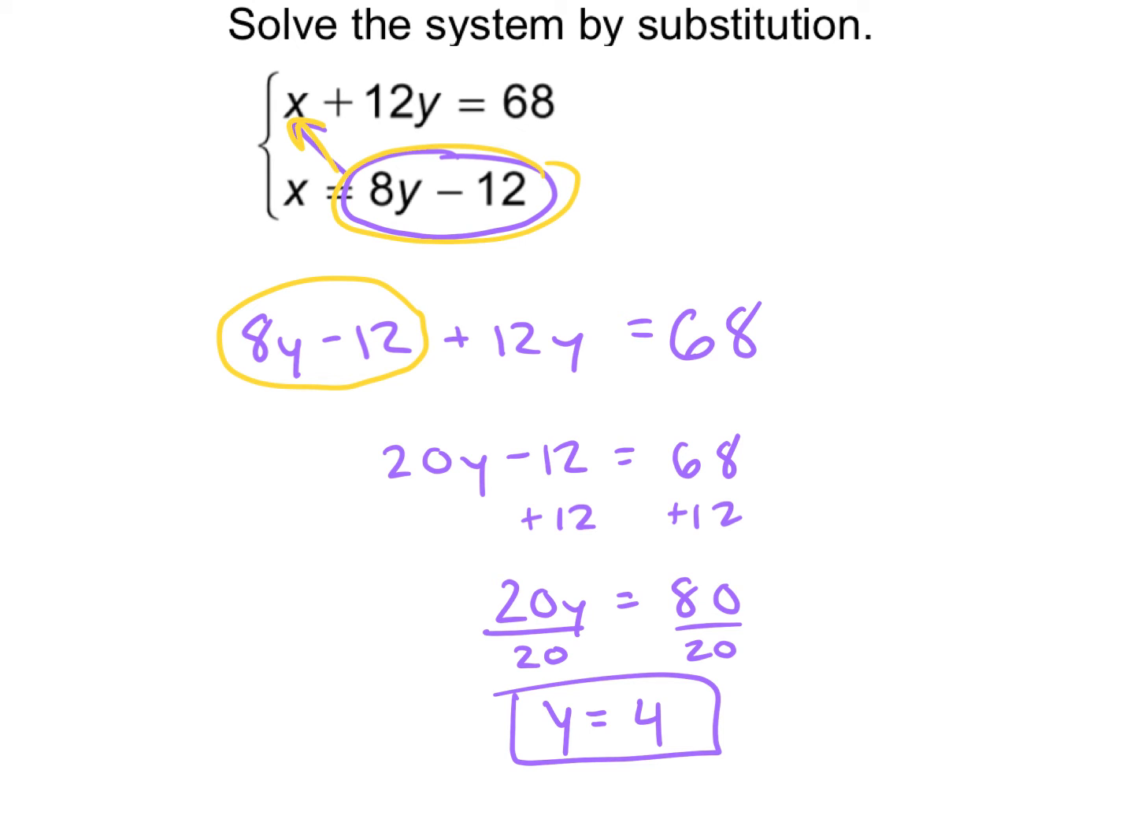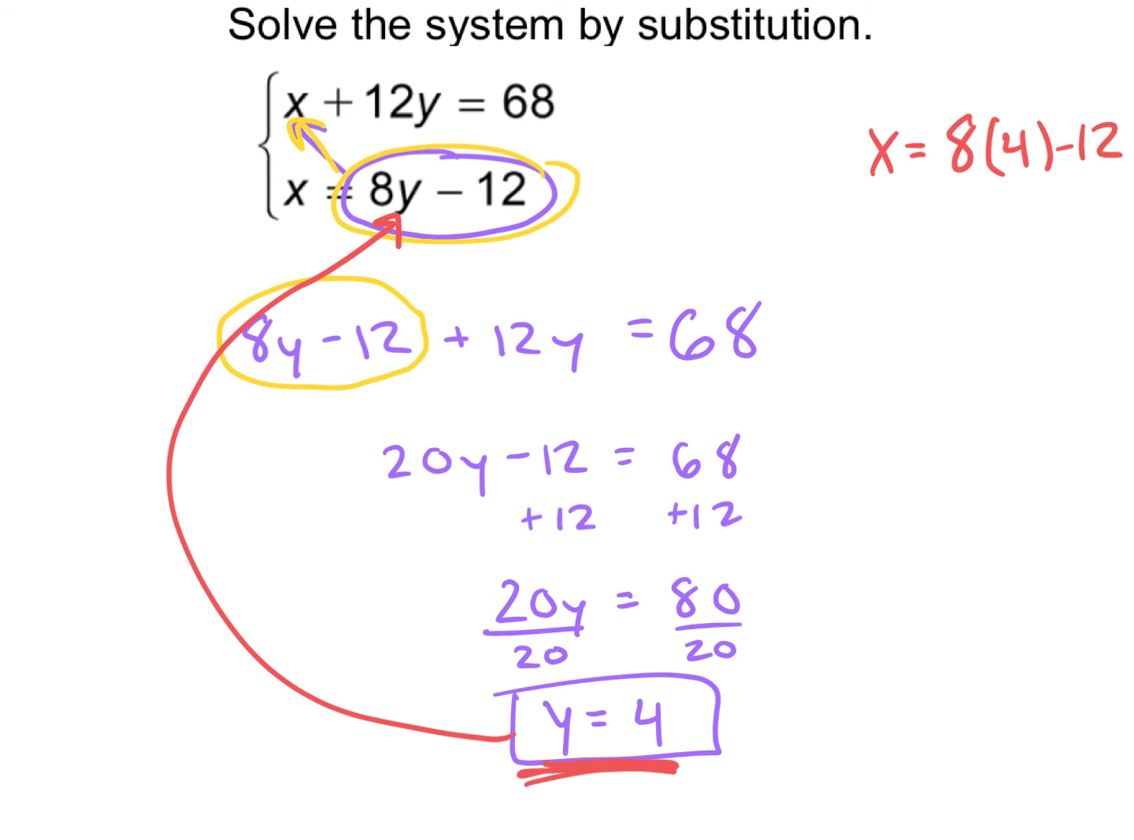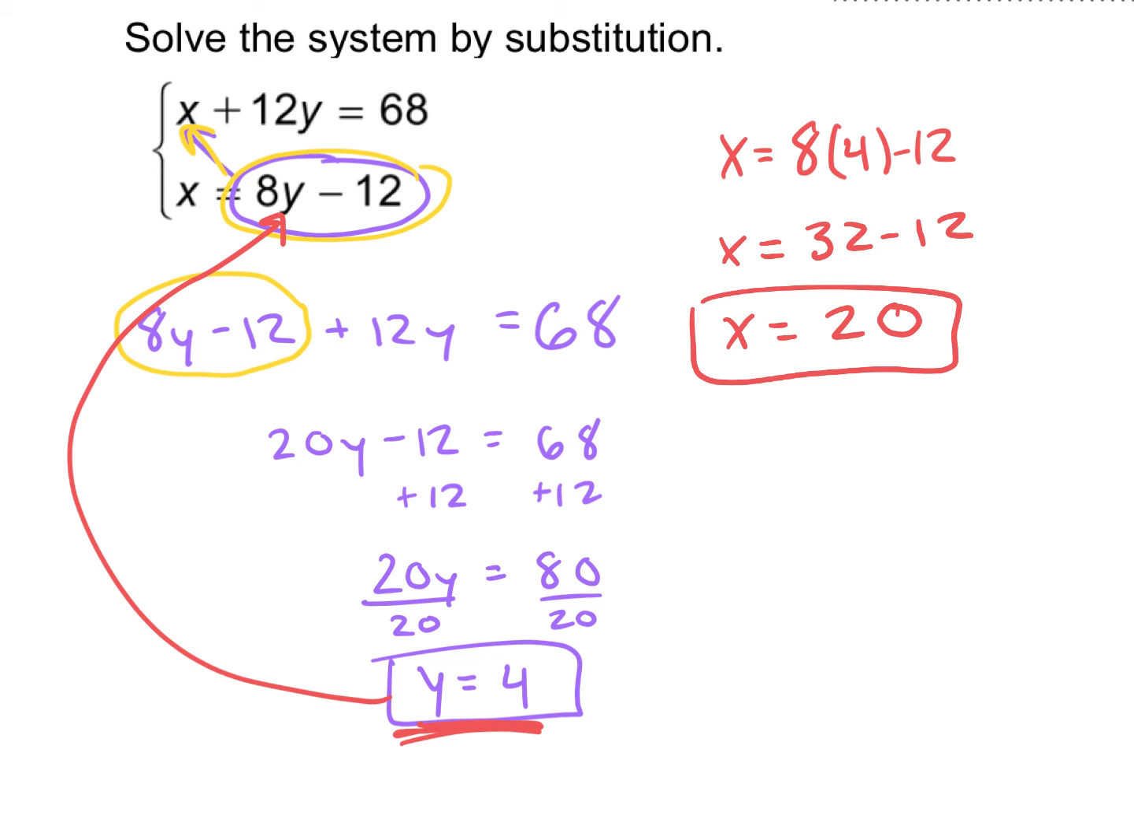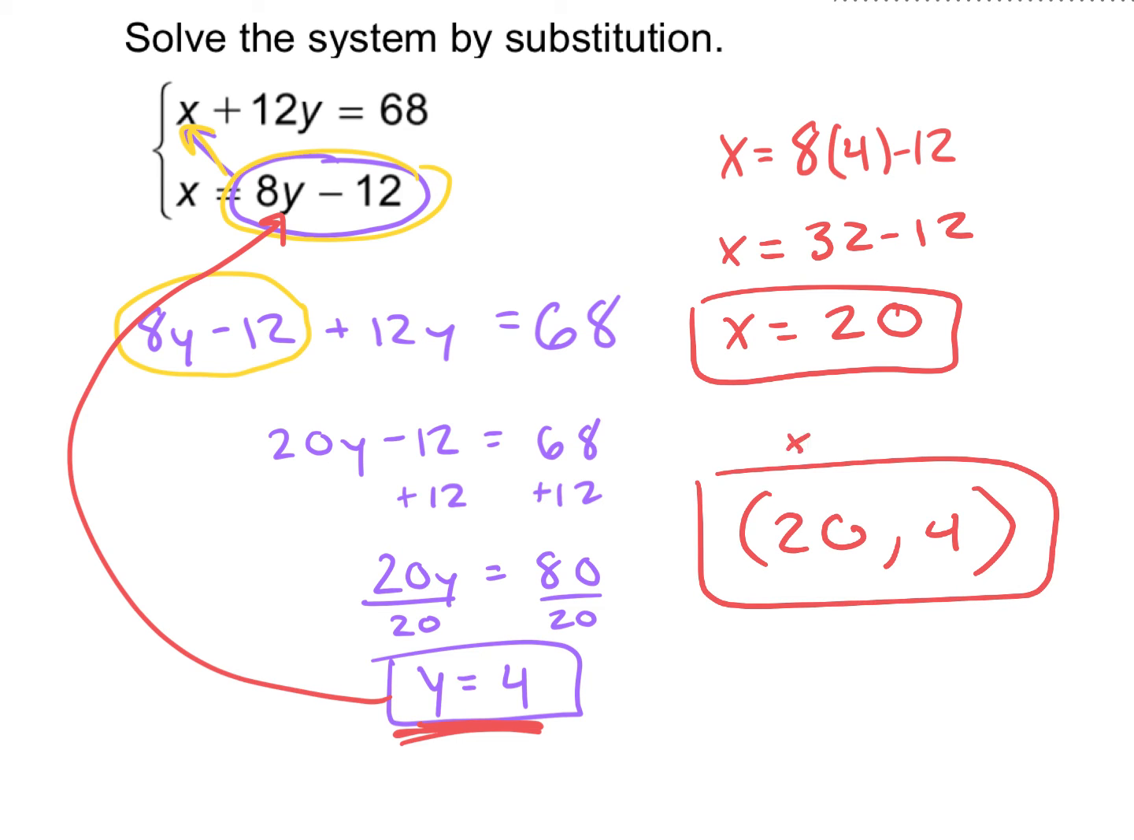How do I find x? Plug it in. So which equation do I want to plug it into, the first or the second? It doesn't matter. Just pick one. Second. Sure, let's plug it into the second. Just make sure you're plugging it into y, since it's y is equal to 4. So here I have x is equal to 8 times 4 minus 12. And then we solve. What do I have to do first here? Multiply. What's 8 times 4? 32. And 32 minus 12? 20. So x is equal to 20. So how would I write my answer? (20, 4). The x comes first and then the y.